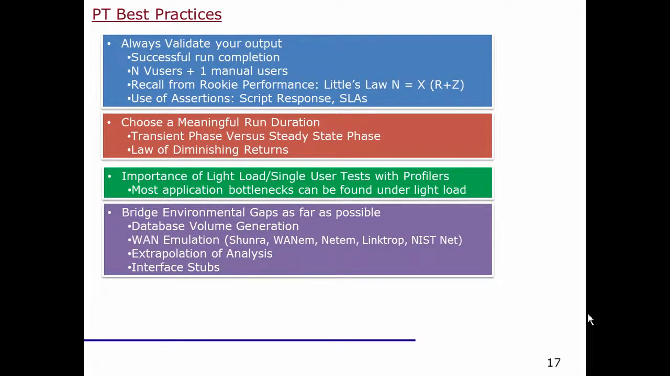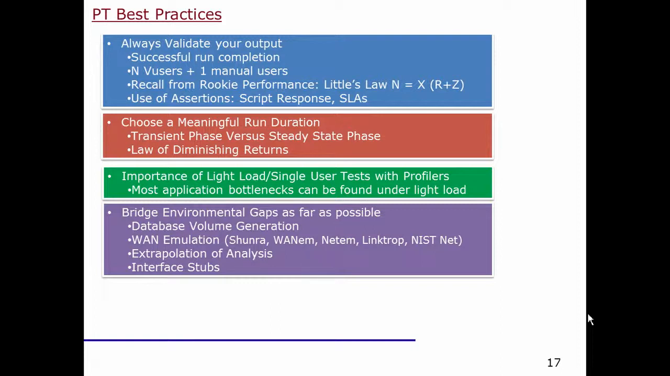You also need to note that your performance test environment is not as good as your production environment. So you need to make sure you know what the gaps are between test and production. Quite often the gaps have to do with database volumes. So how do you deal with database volume generation? Can you take a copy of production? Can you create synthetic data? Can you mask data and replicate it?